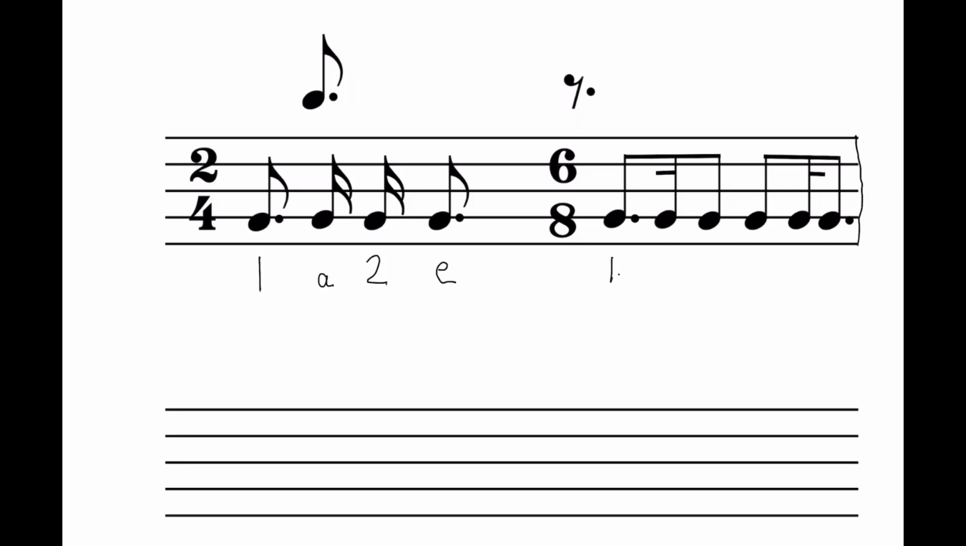Here the dotted eighth gets a count and a half. This 16th note gets the second half of the second count. Eighth note gets all of count 3. This eighth note gets all of count 4. This 16th note gets the first half of the fifth count, and this dotted eighth starts on the second half of the fifth count and goes all the way through the sixth count.